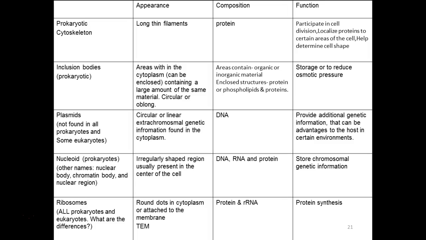Plasmids are not found in all prokaryotes, right? And it's found in some eukaryotes. It's very common in prokaryotes. What is it? It's circular or linear. Most commonly it's circular, as we saw drawn. It's extra genetic information. What is genetic information? DNA. And again, it's extra, they don't have to have it, but if they do, it's usually an advantage.